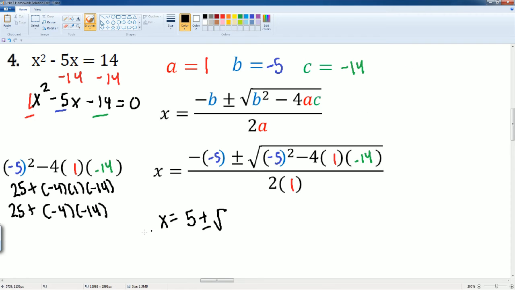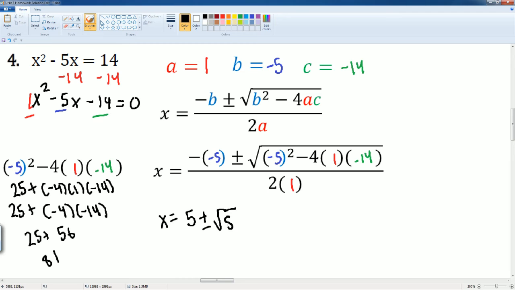Do I know that off the top of my head? Let me see. 4 times 14, 16, 4, 5, 56. So this is positive 56. And this looks like 25 plus 56. So that is what? 81. Oh, whoa, that became pretty. So inside that radical became 81.